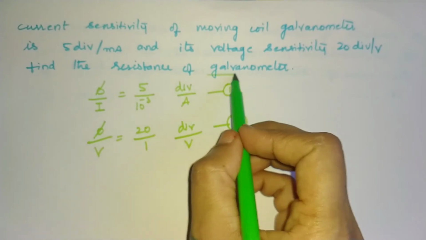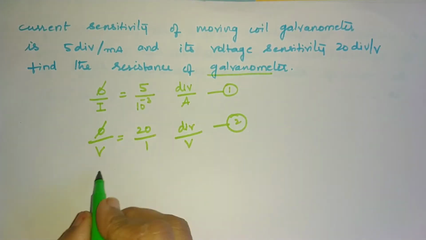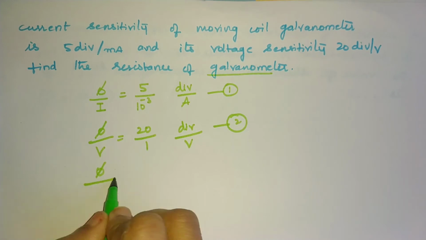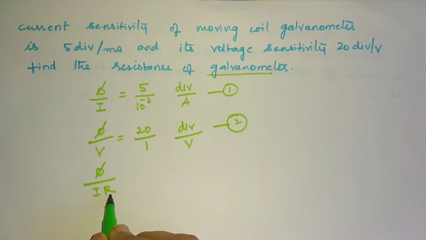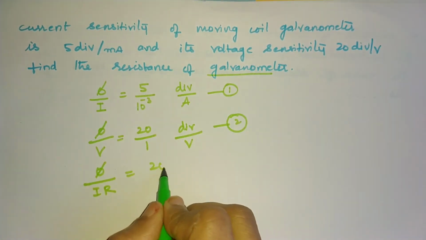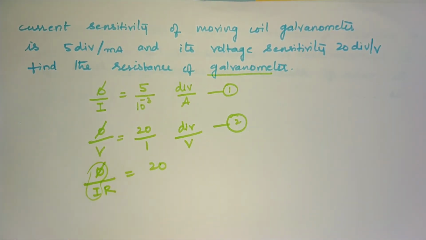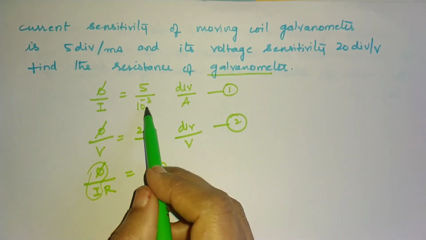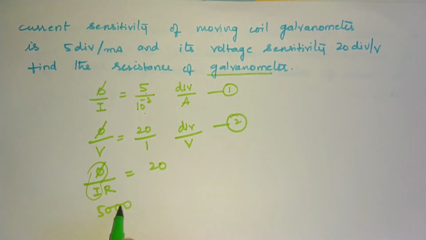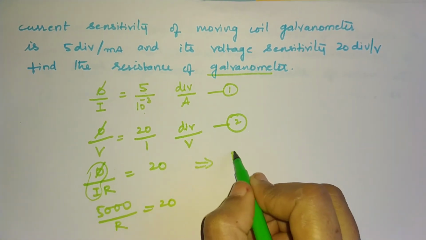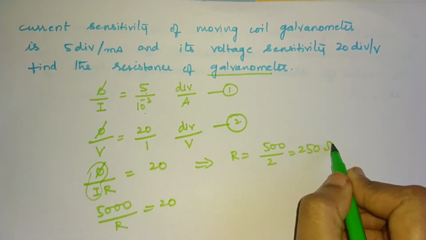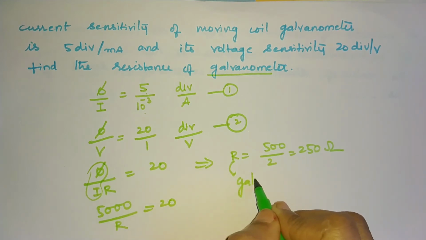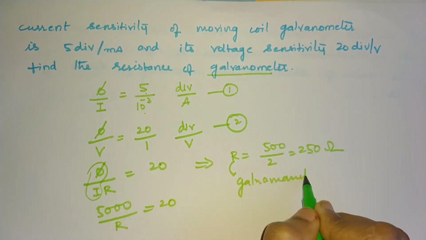So with this data, we are asked to find the galvanometer resistance. Can we write the voltage sensitivity with V as I into R? V, I am writing as current into resistance, and the sensitivity should be equal to 20. But what is current sensitivity? Phi by I is given as 5 by 10 to the power minus 3, that's 5000. So 5000 by capital R should be equal to 20. This implies capital R equals 500 by 2, which is 250 ohms. This itself is giving you the galvanometer resistance.